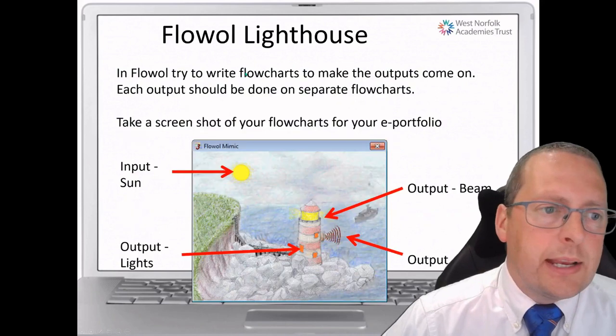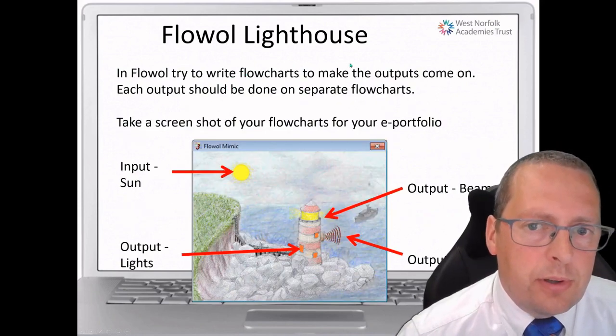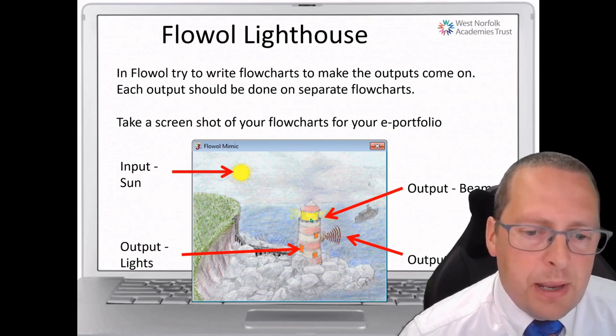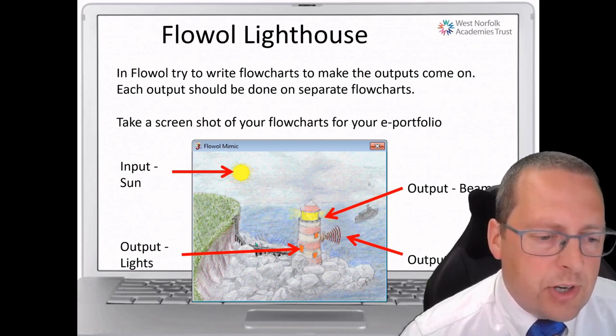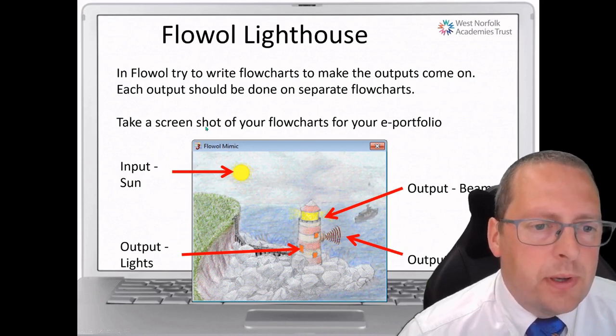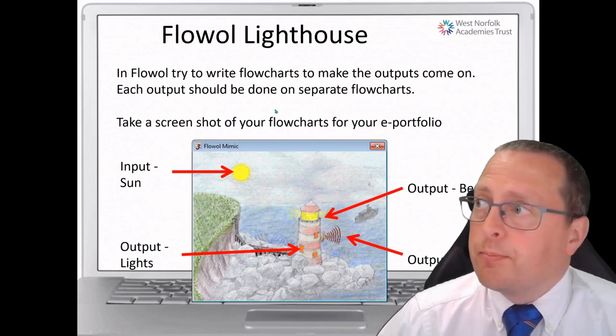You're going to create a flow chart in Flowol to make all the outputs come on and off. So think about the beam of light going on and off to warn ships that there are rocks here. Think about the horn that will sound to alert ships to the danger. And think about the lights that the lighthouse keeper might have on. And once you've done that, you can add that into your ePortfolio.